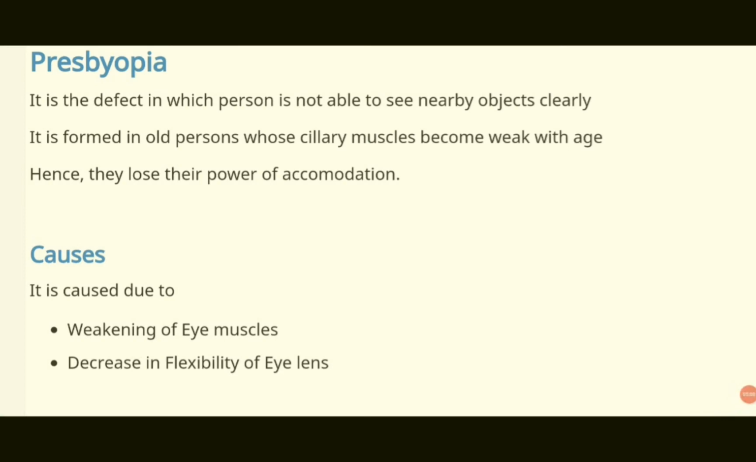Now let us move on to presbyopia. It is a defect in which the person is not able to see nearby objects clearly. It occurs in older persons whose ciliary muscles become weak with age. The ciliary muscles are the muscles present in our eyes, as we saw already. Hence, they lose their power of accommodation. Now let us move on to the causes of presbyopia. Presbyopia is caused due to the weakening of the eye muscles, that is the ciliary muscles, and also the decrease in the flexibility of the eye lens.